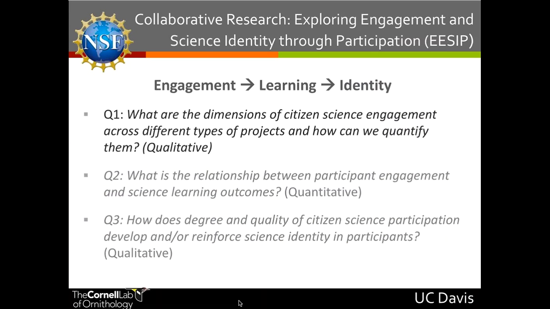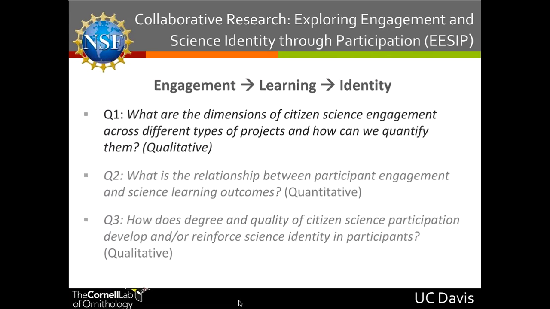So now I'll just talk real briefly for the rest of my time here on my current project, which is a collaborative research project with UC Davis, Heidi Ballard, who's the other collaborator, and Rick Bonney, who's the PI of this project. So we are exploring engagement and science identity through participation. We call this project ESTEP for short. It's basically a project that's looking at the intersection between citizen science engagement, learning, and science identity.